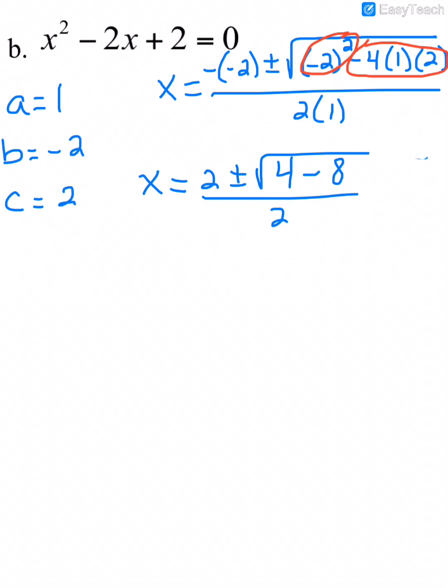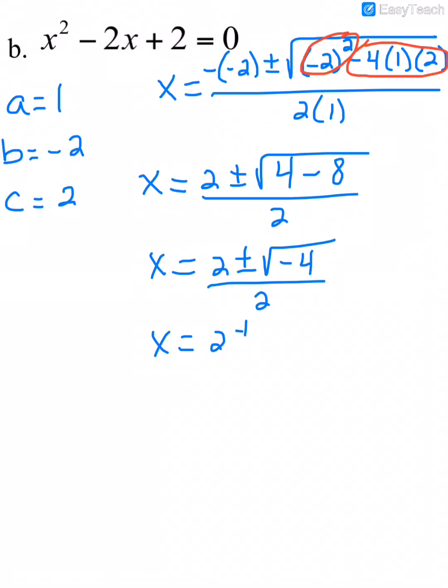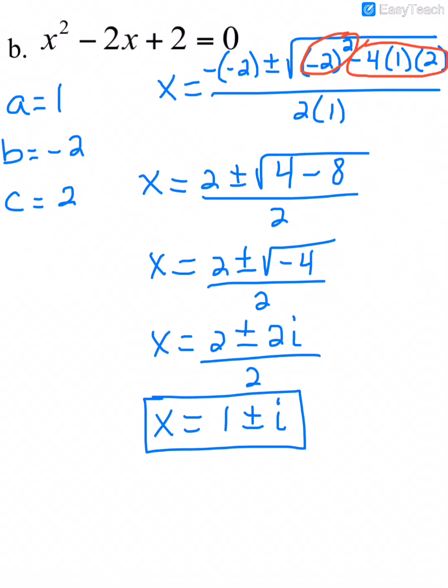All right, so then if I combine my terms under my radical, I have 2 plus or minus the square root of negative 4 over 2. And what is the square root of negative 4? It would be 2i. Once again, as long as the denominator can go into both terms in the numerator, I can reduce it. So if I divide everything by 2, I get 1 plus or minus 1i, which is just i, and then it's over 1, so I don't need to write it. If it's a 1 in the denominator, I don't need to write it.